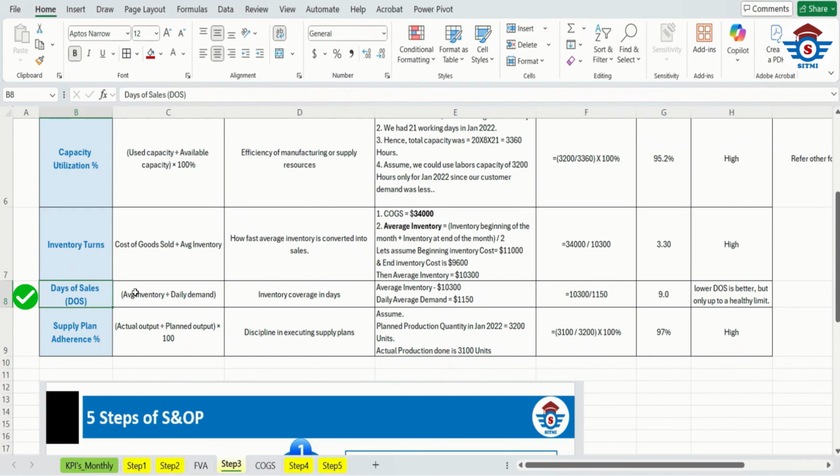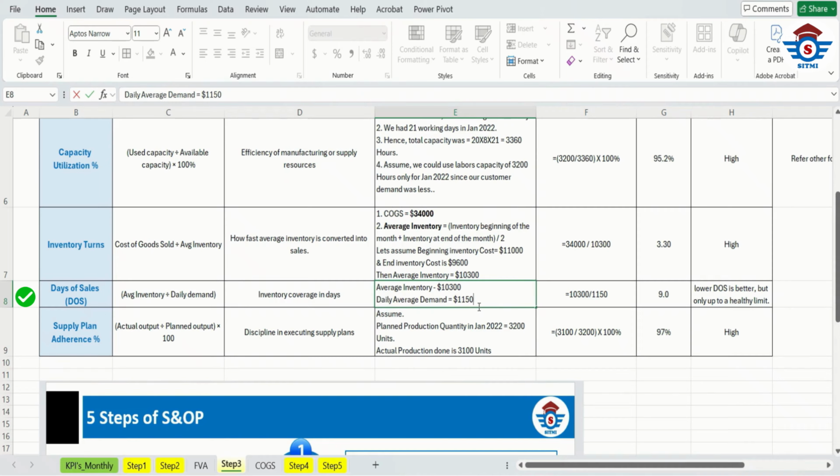Sometimes it is also called days of inventory. In the days of sales calculation, the formula is average inventory divided by average daily demand. Let's assume that average inventory is already calculated in our above formula, that is $10,300. And for our average daily demand, let's assume that every day, on average, the inventory that we are using for production is $1,150. This average daily demand comes from our past data. We are just averaging out how much inventory is used in a particular period and then calculating the average daily usage.